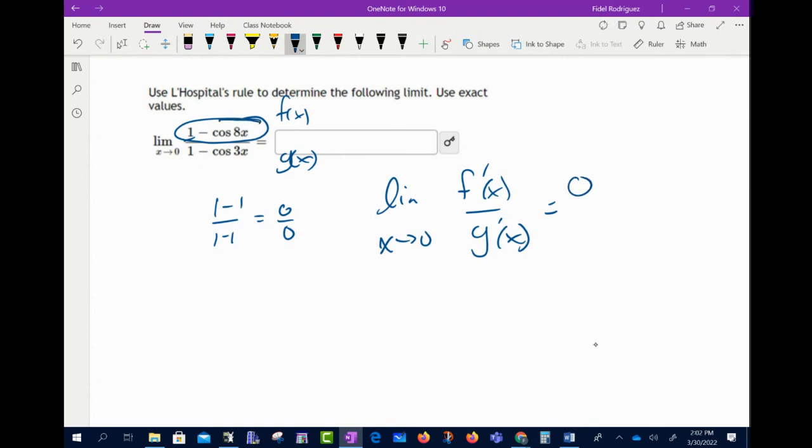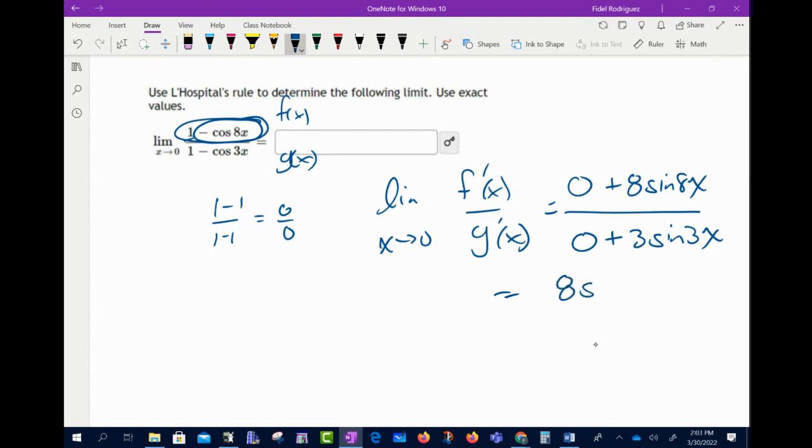0. Okay. What about the derivative of a negative cosine of 8x? Yeah. So that's a plus 8 sine of 8x. On the bottom, a 0 plus a 3 sine of 3x, which just leaves me with 8 sine 8x over 3 sine 3x. If I'm still taking the limit as x approaches 0, this is still going to be in that indeterminate form. So we're going to do L'Hopital's rule a second time.